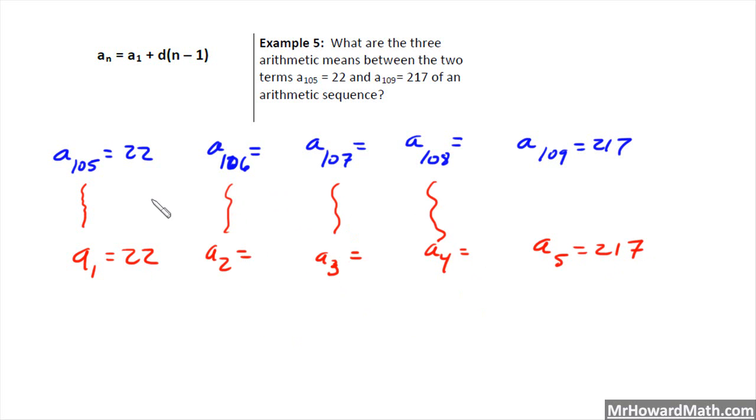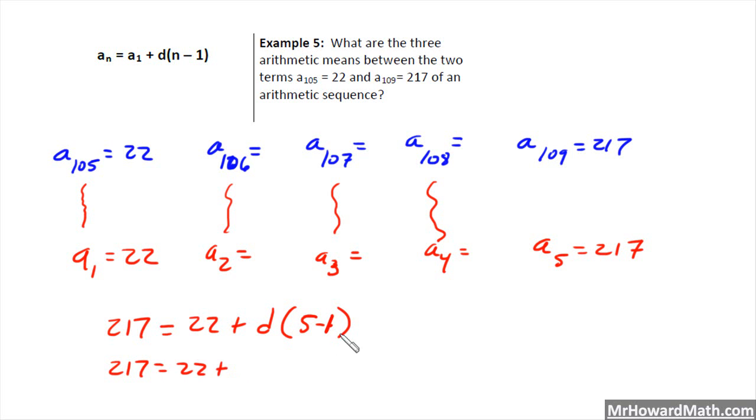Alright, so now we plug in that information to the formula. So you take the last term you're given, 217. It's going in right here in the formula. And that's equal to the first term you're given, 22, plus the common difference we want to find, times the index value minus 1. So that would be 5 minus 1, or 4 in this case. So we get 217 equals 22 plus 4d. Subtract 22 here, and 217 minus 22 gives us 195. So 195 equals 4d. Divide by 4 here.